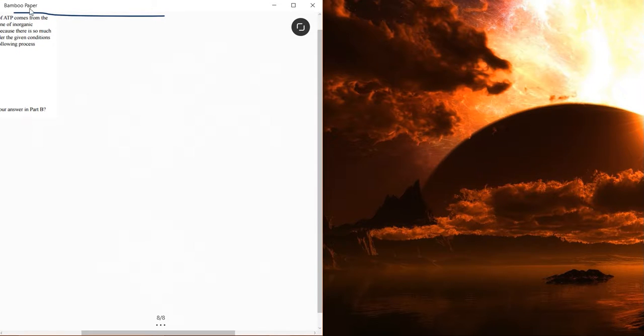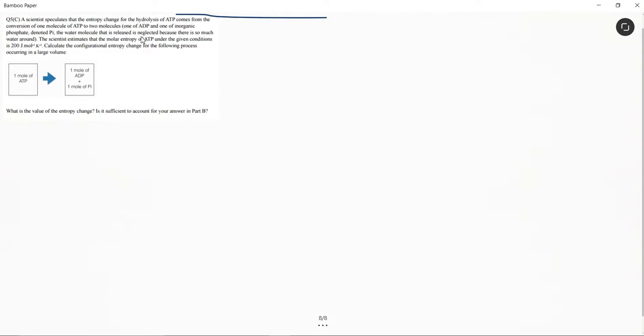Sorry about that. There we go. So question 5C is basically asking us to calculate the configurational entropy change for the following process below, right here.